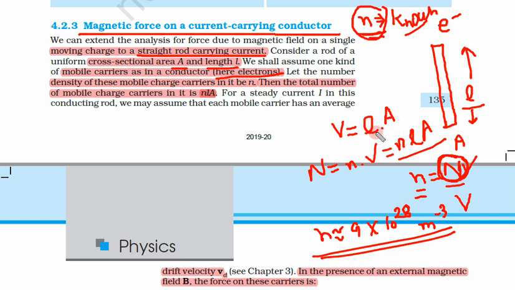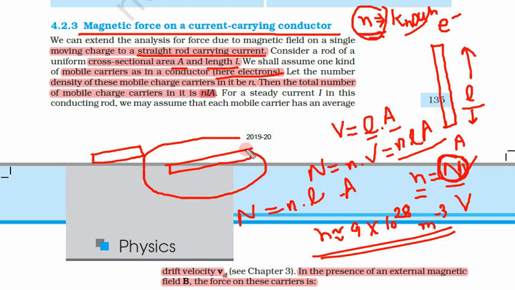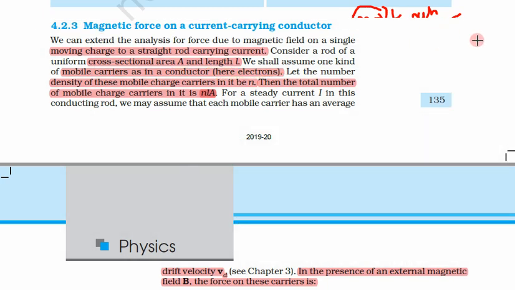So if the size of the copper metal is known to us, that means length and area, we can simply calculate the total number of charge carriers by n into L into A. But if the piece is small or bigger, there is no way we can calculate the number of charge carriers in that piece directly. That's why we always start with small n.